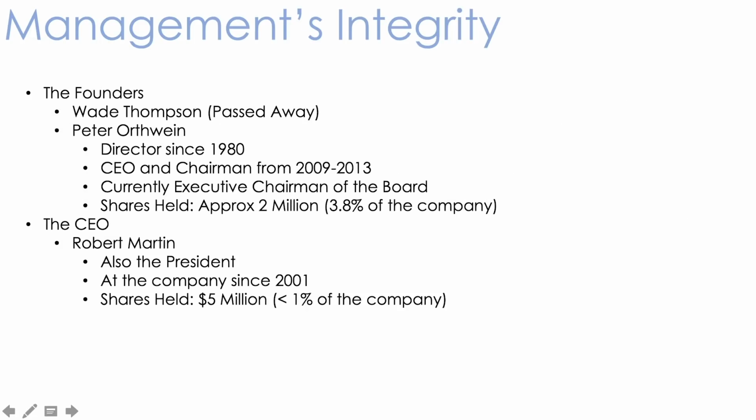So to assess management's integrity, I usually start by looking at who these people are and what their interests are. Are they aligned with ours? So we've got the two founders who founded the company in 1980, and that's Wade Thompson. Unfortunately, he passed away in 2011, so he's no longer with the company. However, the other founder, Peter Orthwain, has been a director since 1980. He was the CEO and chairman from 2009 to 2013, so he did that miraculous work of pulling them out of that recession. And he's currently the executive chairman of the board.